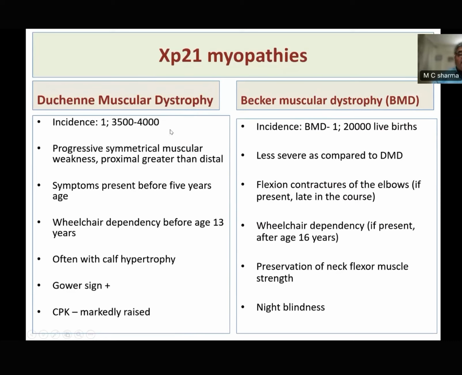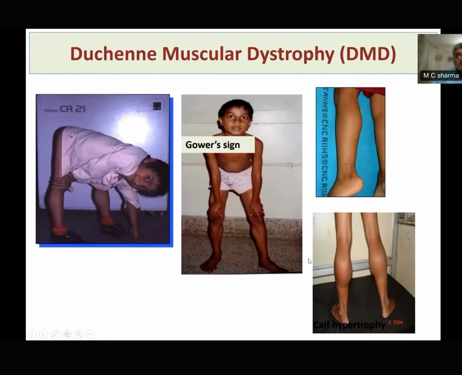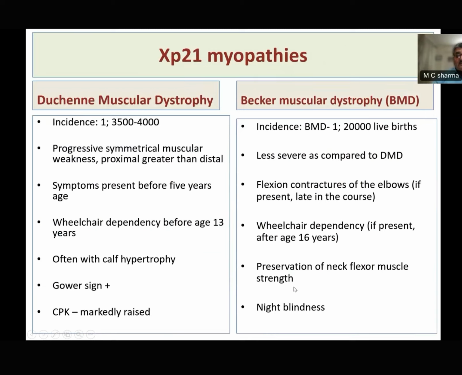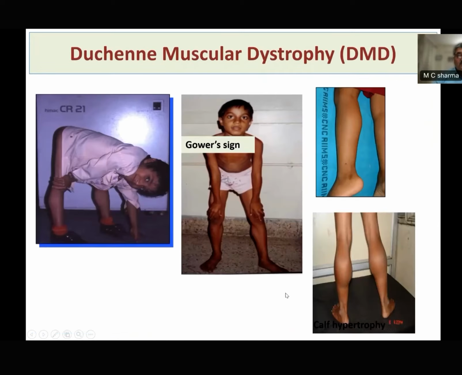XP21 myopathies. The difference nowadays is only in the wheelchair dependency. If a patient becomes wheelchair dependent at the age of 13, it is DMD. If it is after the age of 13 or 16, then many times they are Becker's patients; they have a normal life with a little bit of weakness. Many people say that night blindness is more common with Becker's, but it's true in the Western population. I don't know why.